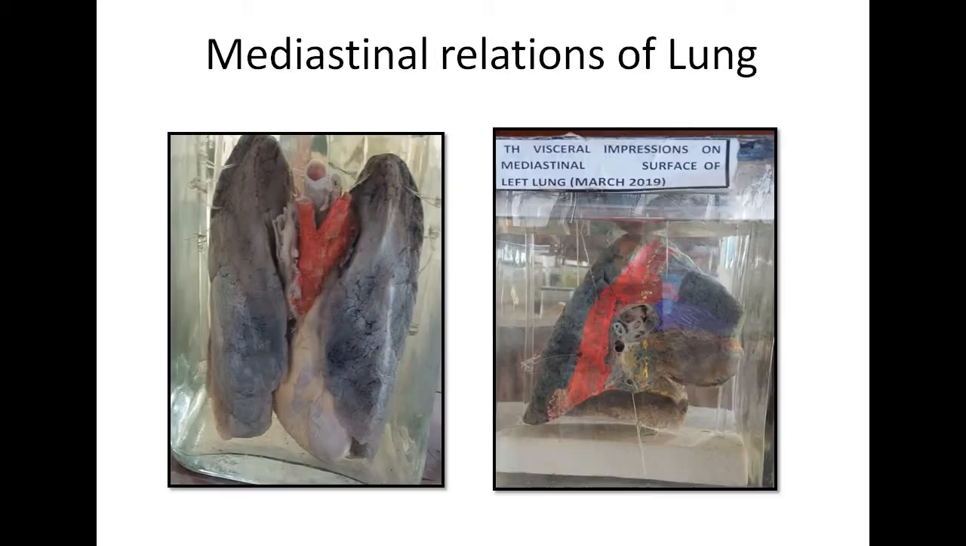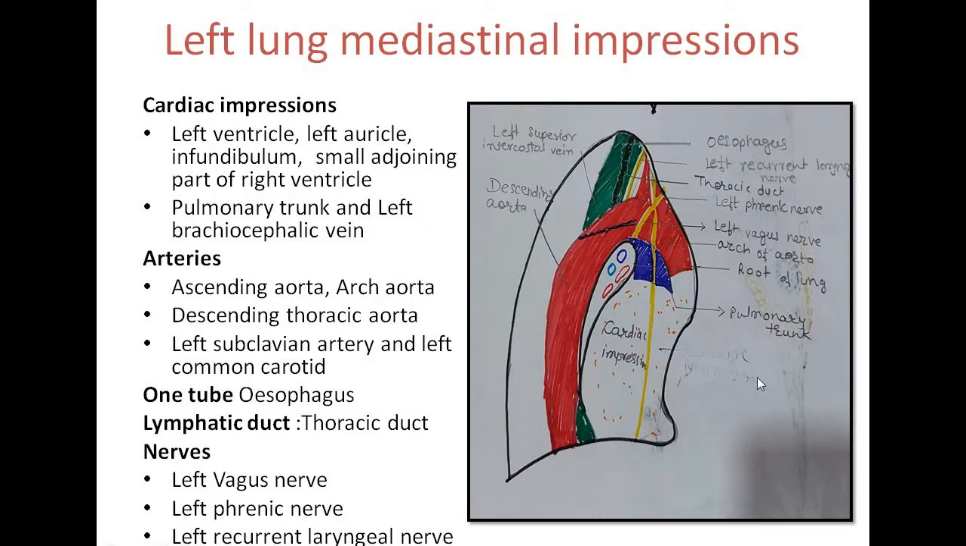Now in this specimen of the museum you can see between the two lungs these mediastinal structures are there, including the heart and these great vessels, and these are creating impressions on the mediastinal surface of the respective lung. So here now first we will see left lung mediastinal impressions.